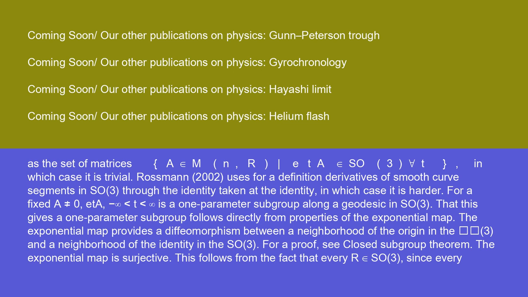The exponential map provides a diffeomorphism between a neighborhood of the origin in so(3) and a neighborhood of the identity in SO(3). For a proof, see the closed subgroup theorem. The exponential map is surjective.